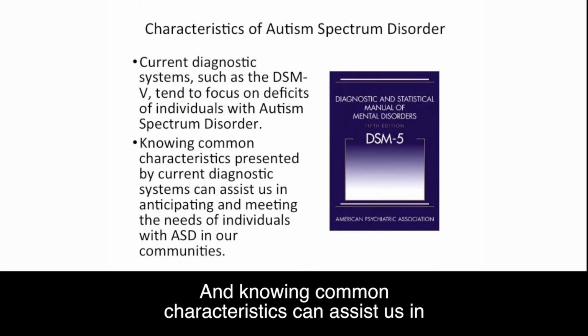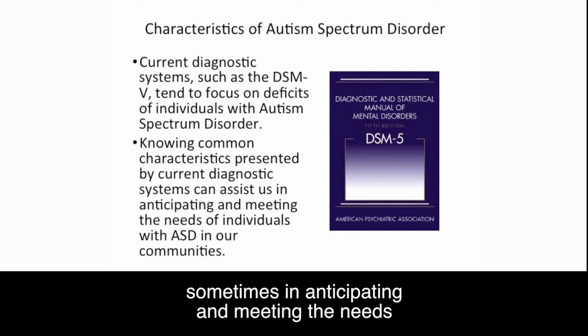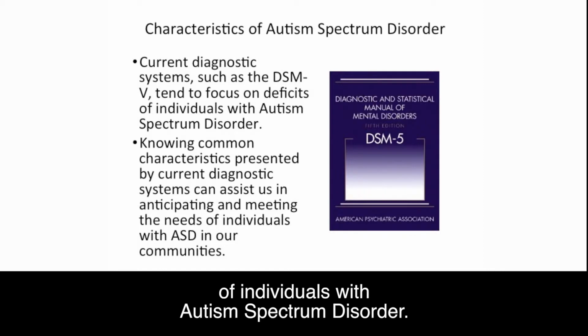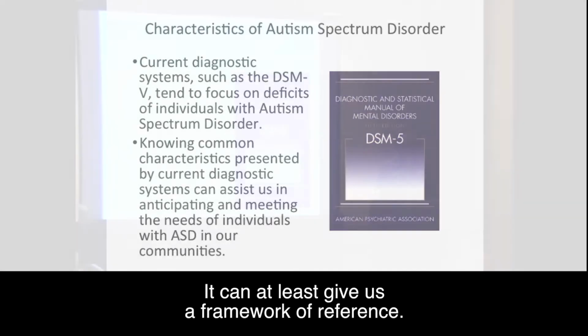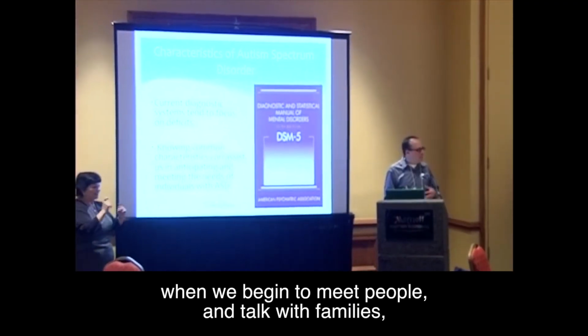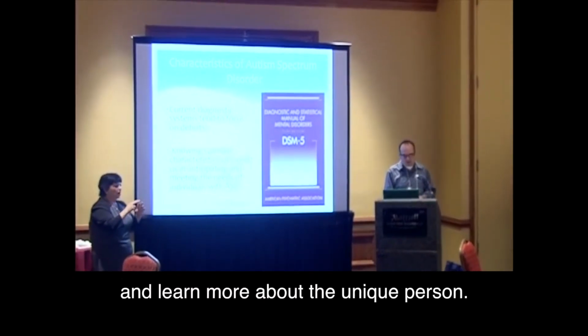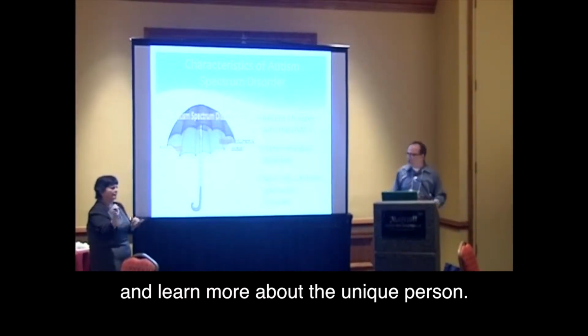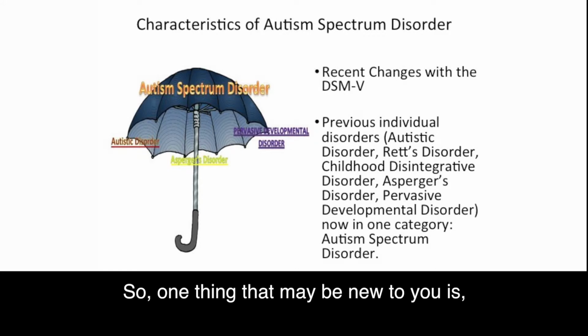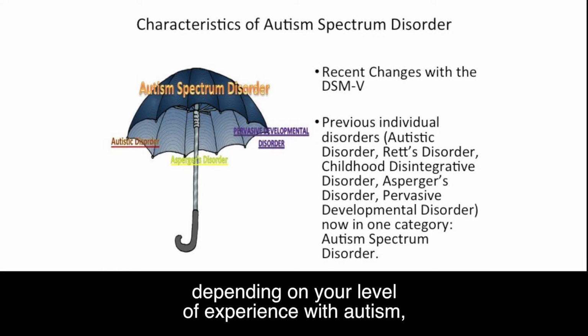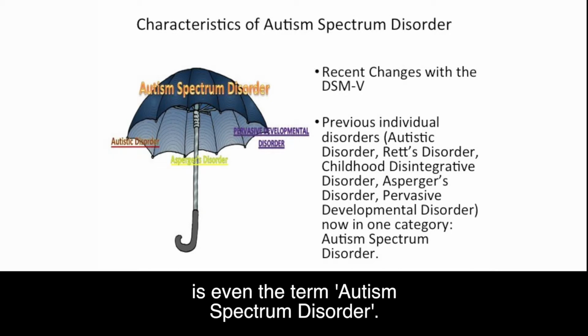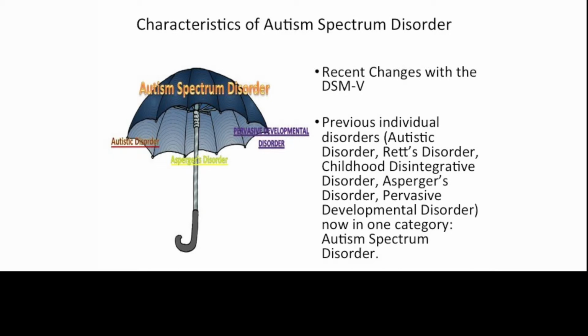And knowing common characteristics can assist us sometimes in anticipating and meeting the needs of individuals with autism spectrum disorder. It can at least give us a framework of reference when we begin to meet people and talk with families and learn more about the unique person. So one thing that may be new to you, depending on your level of experience with autism, is even the term autism spectrum disorder.